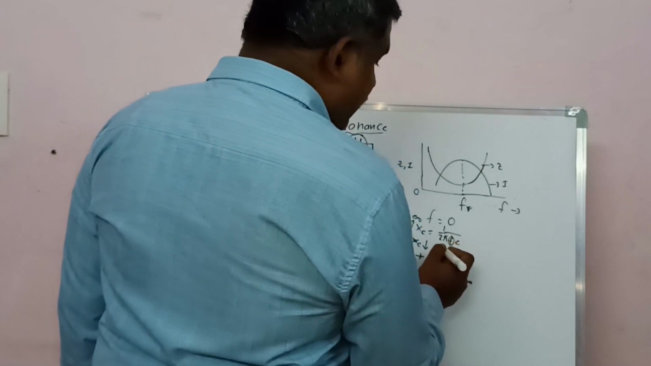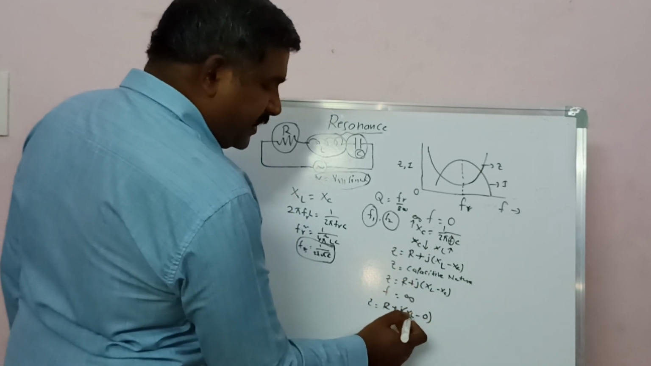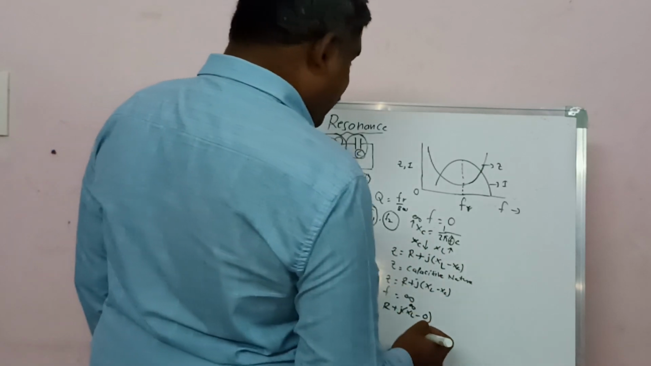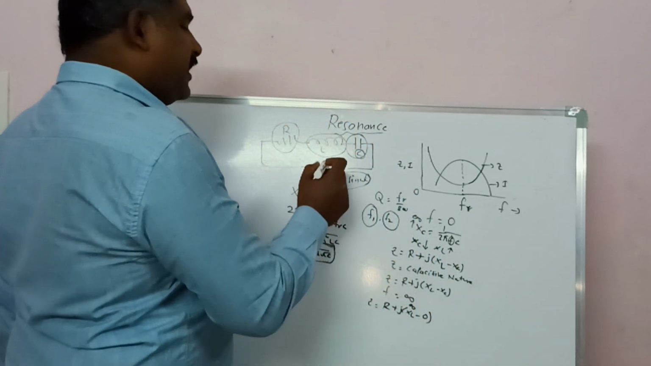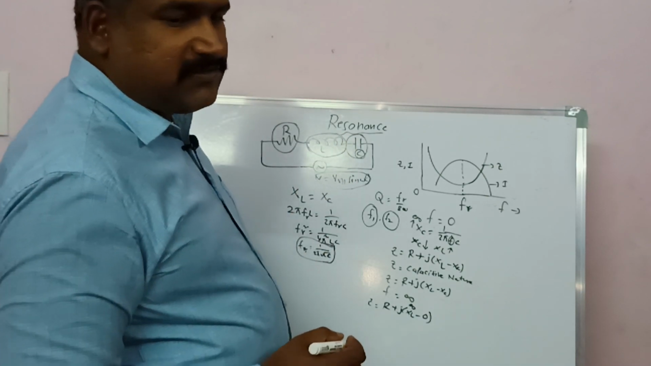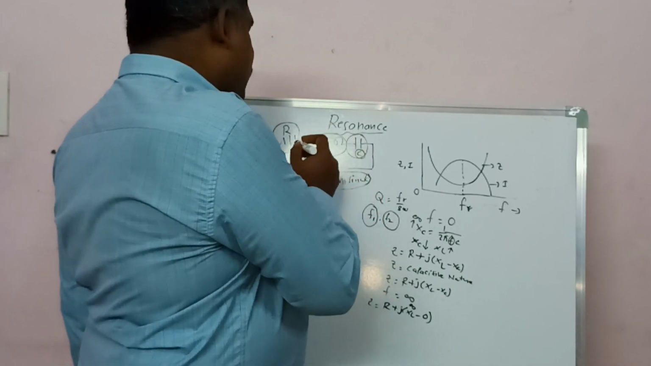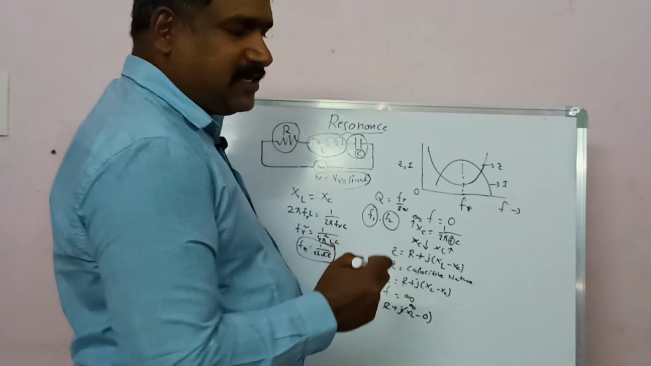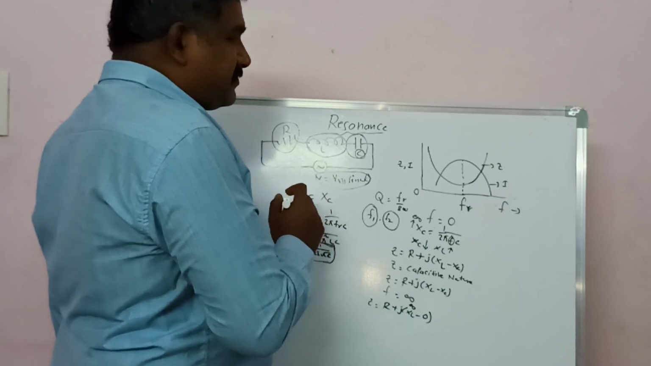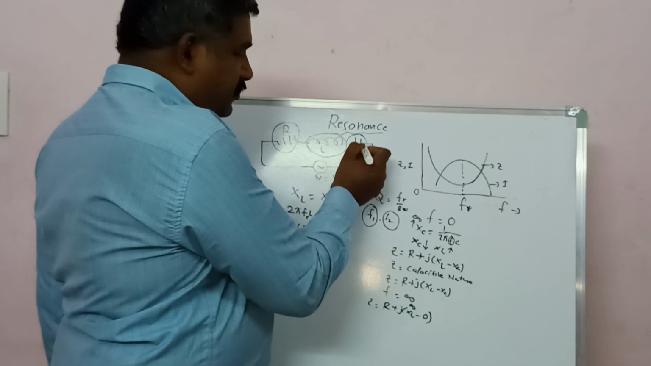When the frequency value is equal to infinity, 1 by infinity will be 0, so the XC value will be equal to 0 and the XL value reaches infinity. Thereby the total applied voltage will be applied across the inductance. Initially the applied voltage is applied across the capacitance, later across the resistance, and finally across the inductance, making the capacitance get short circuited.